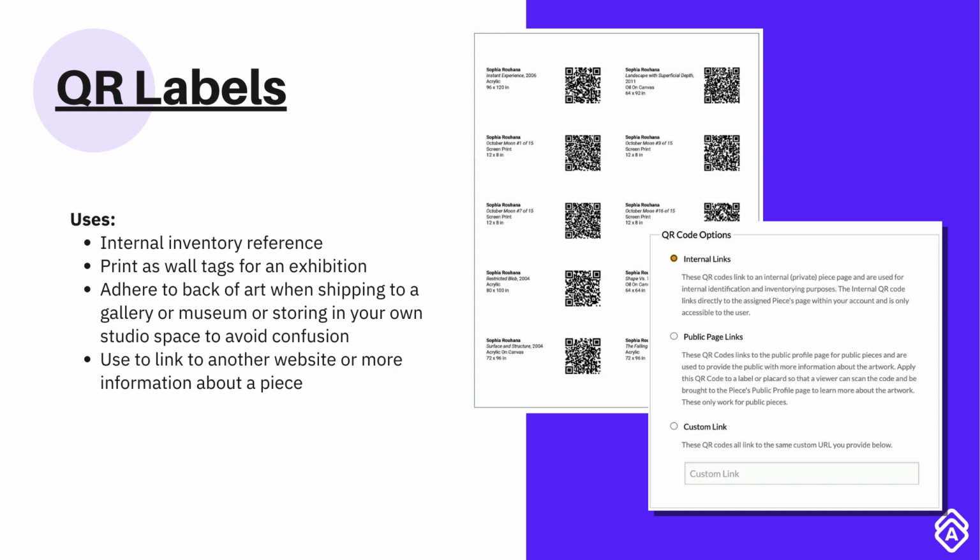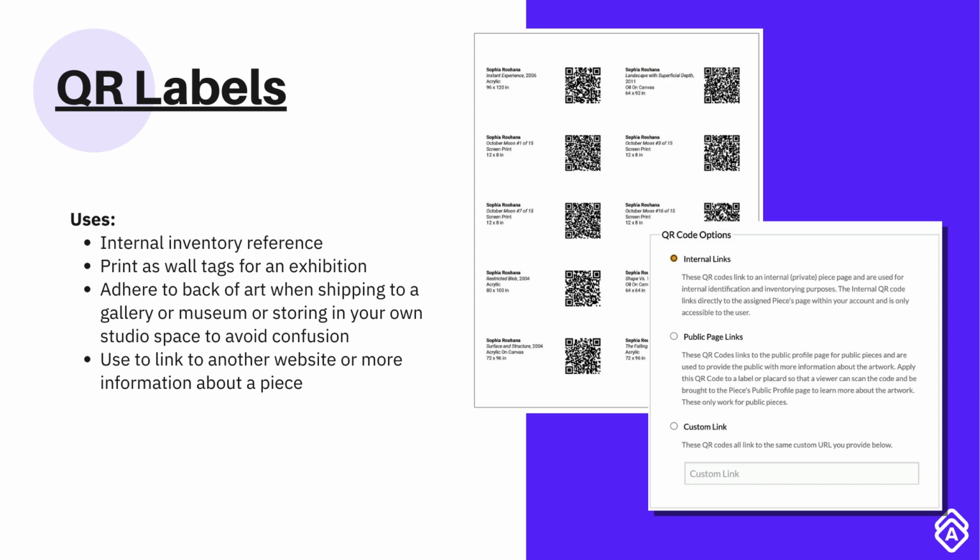And then the last QR option is a really popular one. It's the custom link option. So when choosing this one, you can create labels for artworks that include a QR code that links to any website, page, or place like a gallery's website, etc. It will be the same QR code for every artwork in that set of labels that you create and will only go to the link that you input in that text box.